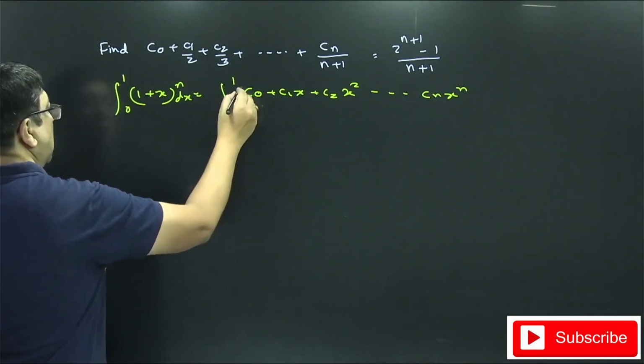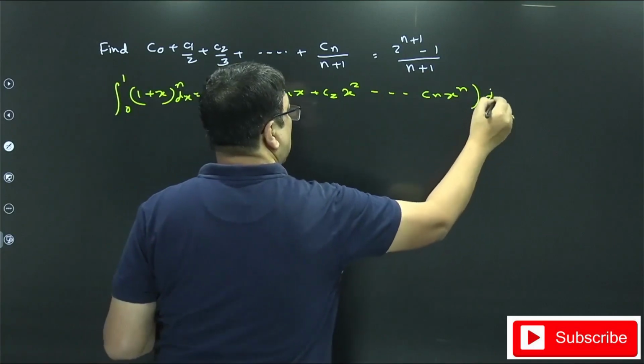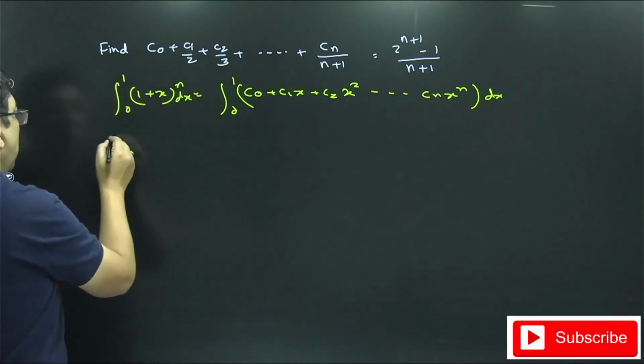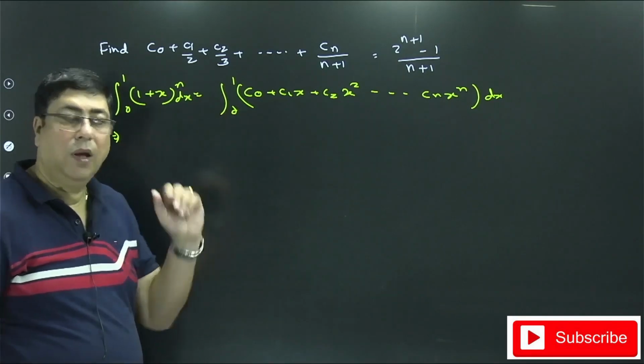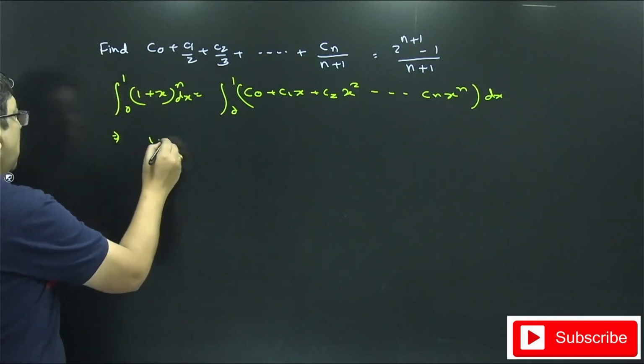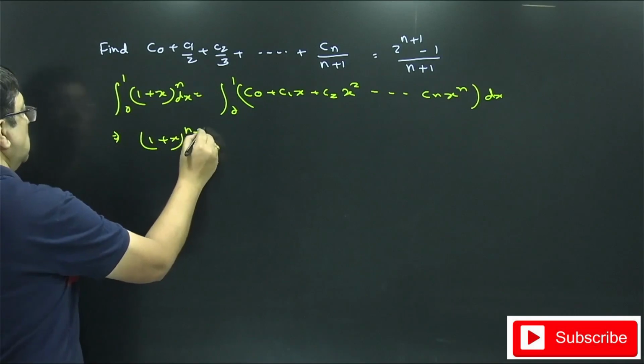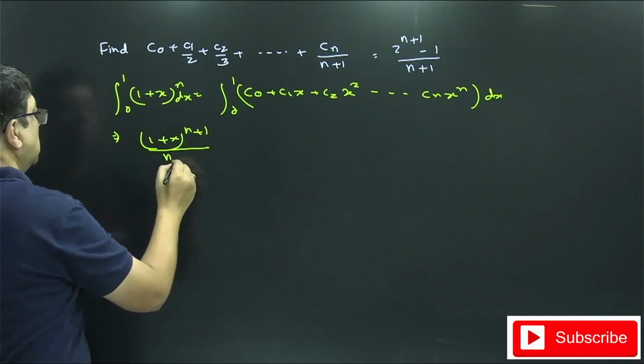So, 0 to 1, we are getting, after integration, we have to apply the upper limit and lower limit. In this case, lower limit is 0 and upper limit is 1. Therefore, here it is coming (1 + x)^(n+1)/(n+1).